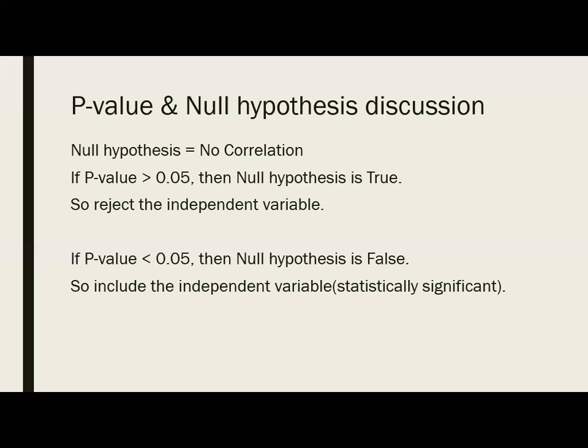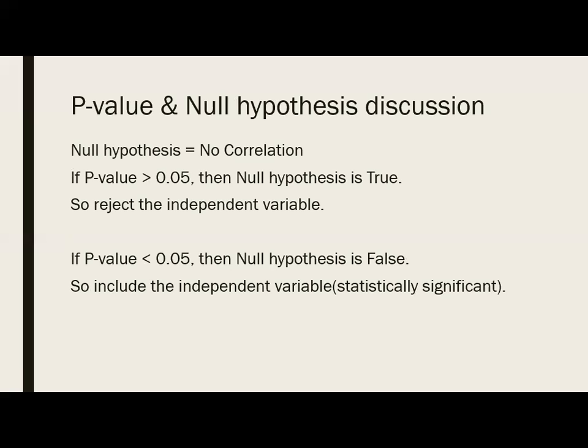You may ask the question, what is 0.05? It is a significance level. So we are setting one significance level, with which we will compare our p-value. You take one input, or one independent variable, then you calculate the p-value for that independent variable. If it is greater than 0.05, then the null hypothesis is true. As we discussed earlier, you can consider the null hypothesis as no correlation. So no correlation is true in the sense that there is no correlation. It is a true statement. So if there is no correlation, then you will reject that independent variable because there is no point in adding that independent variable in our regression.